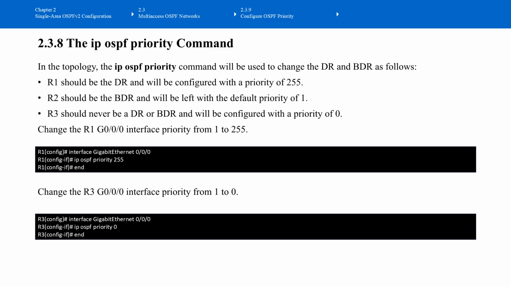For R2, we want this to be the BDR, so no change is needed. Priority is 1. R2 keeps the default priority and becomes BDR. R3 should never be DR or BDR. So for R3 in the global configuration mode, enter interface gigabit Ethernet 0/0/0. And in the interface configuration mode, enter ip ospf priority 0.